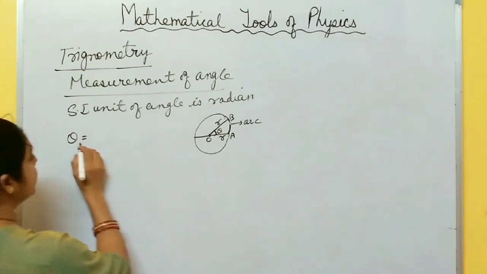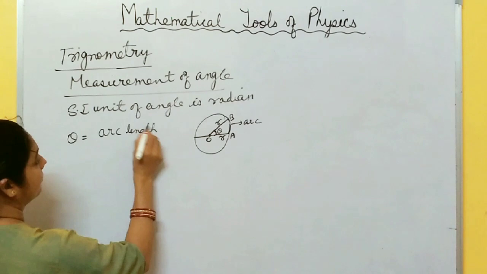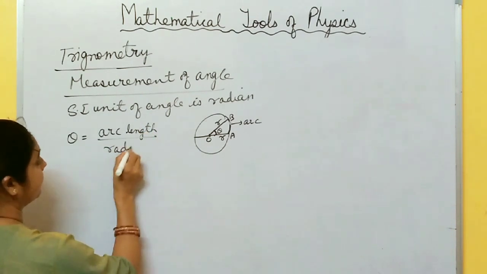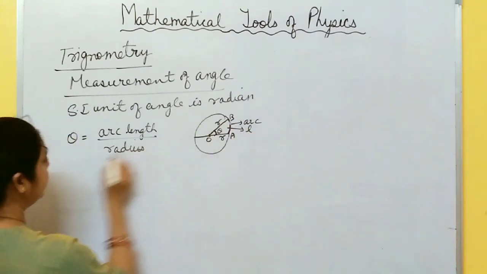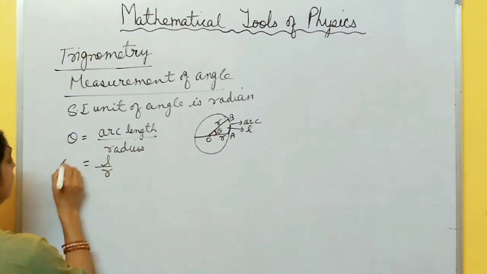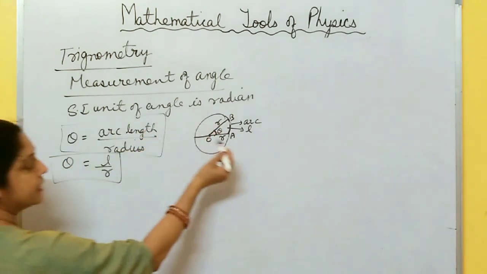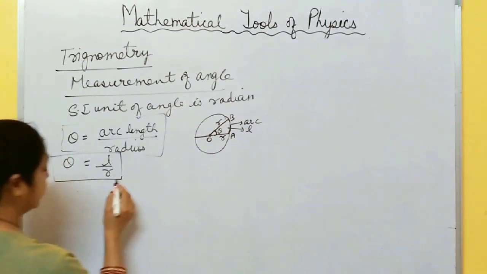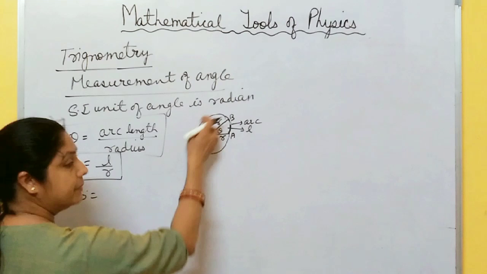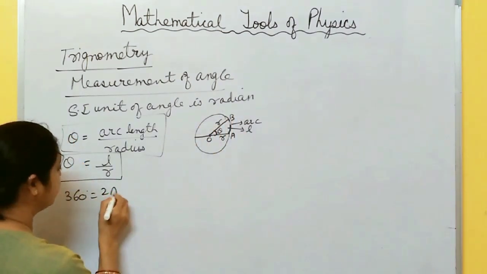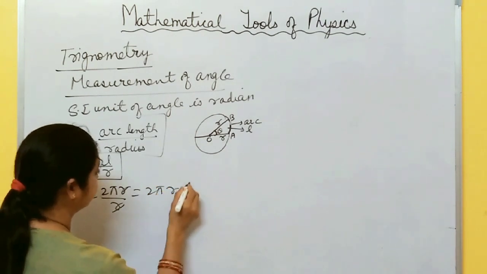So there is an important relation: theta equal to arc length by radius. Suppose this arc length A to B is L, so theta equals L by R. This is an important relation. And for a complete circle, the angle is what? 360 degrees, and the arc length for a complete circle is what? The circumference of the circle, 2 pi r, divided by r. This r cancels, giving 2 pi radian.